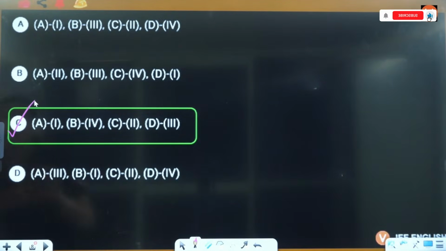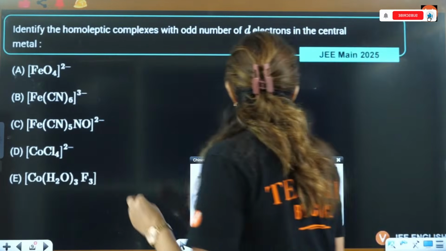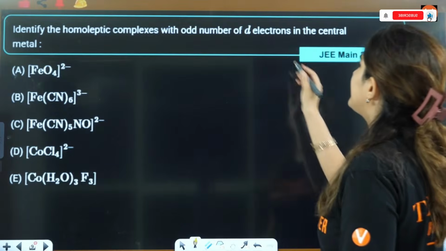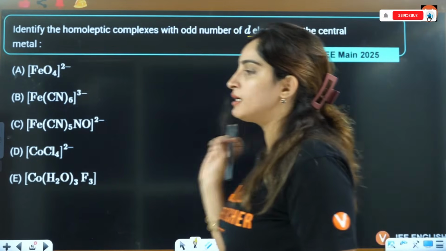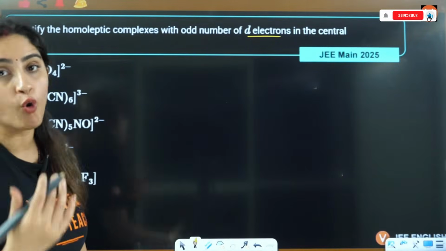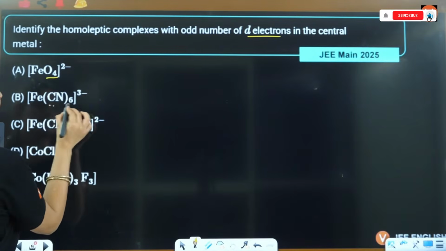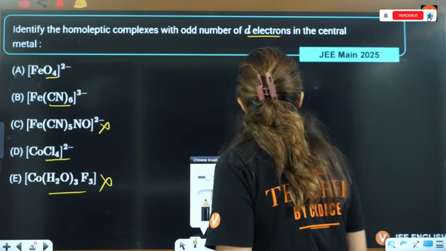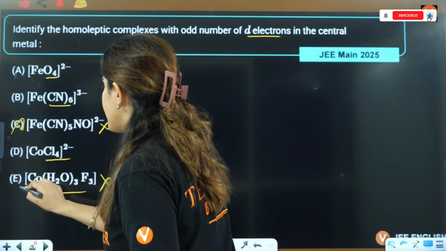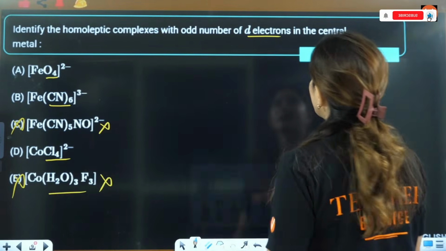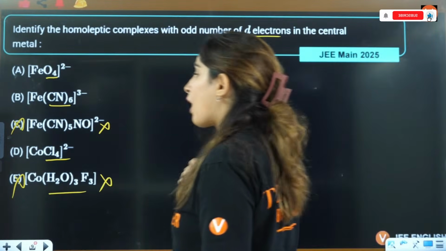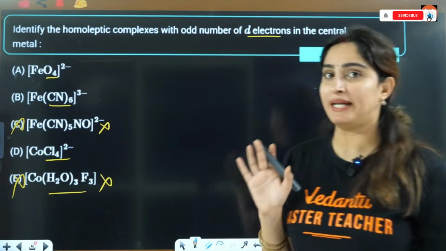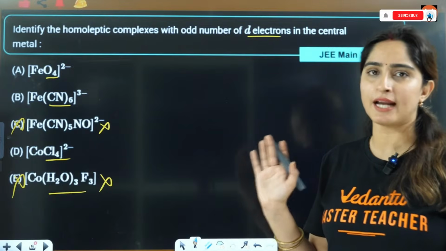Let me know if that is clear to everybody or not. Next question is, based on similar thing, identify the homoleptic complexes with odd number of d electrons. Now here, first you have to see what are homoleptic. Homoleptic means same ligand. This is same, these are not homo, these are same, these are not homo. So we can say this is eliminated, this is eliminated. Now here you have to see odd number of electrons in d. So how you will see that? Actually that you will see from VBT, that I am going to tell you soon.